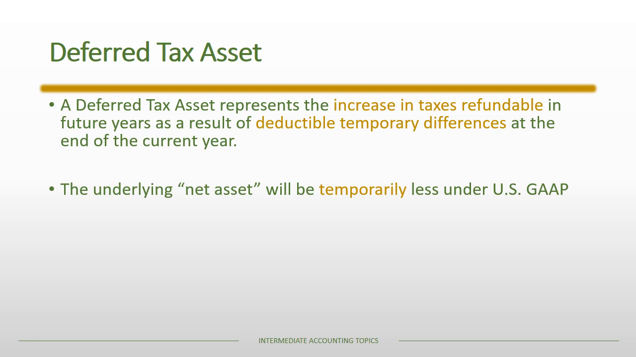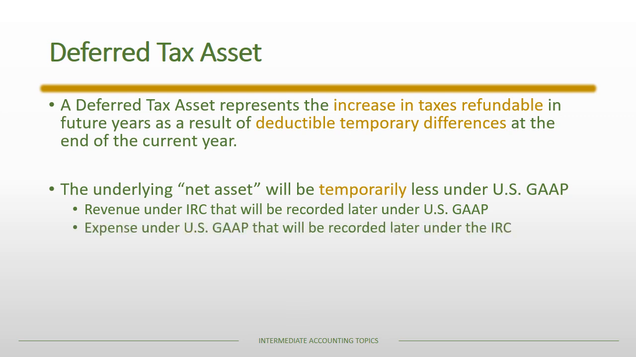So the implication is that there must be some underlying net asset that is temporarily less under US GAAP compared to that same net asset under the Internal Revenue Code. So it has to be the case that either there's some revenue under the Internal Revenue Code that will be recorded later under US GAAP, or there must be an expense under US GAAP that will be recorded later under the Internal Revenue Code. Again, both the revenue or the expense is derived from the net asset.